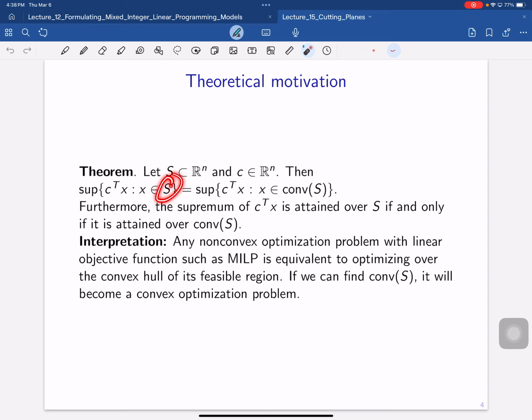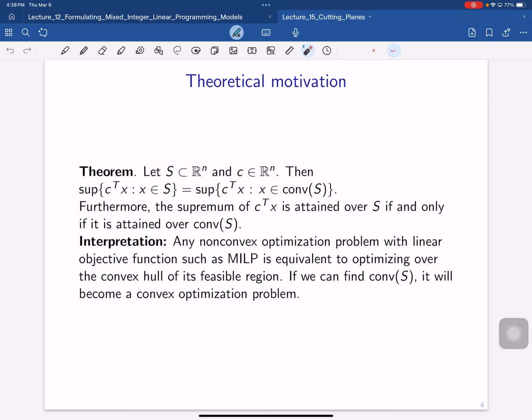So S might be a non-convex set, like S might represent an MILP or a mixed integer nonlinear program or a non-convex program. And solving this problem, the objective is equal to the supremum of c transpose x, x is in the convex hull of set S. Right? So this is without loss of generality. S can be any set. So if you solve, let's say, a non-convex optimization problem, the objective will be equal to a convex optimization problem, which says x is in the convex hull of S.